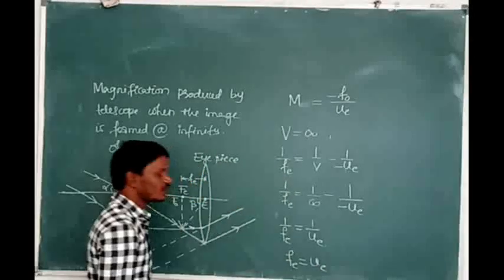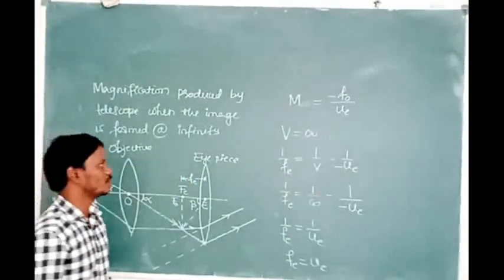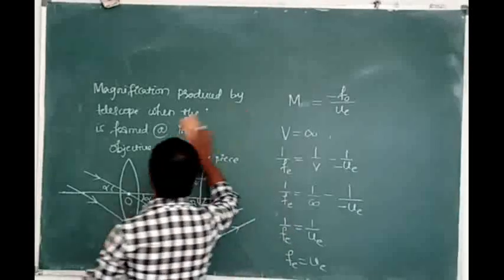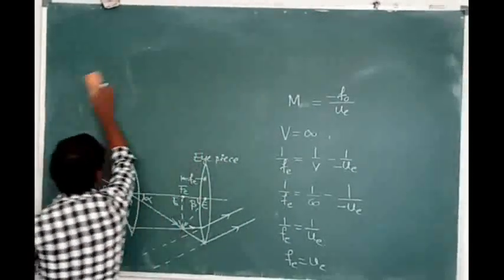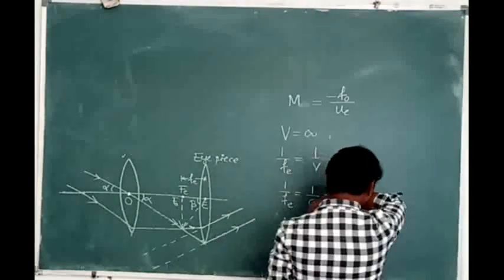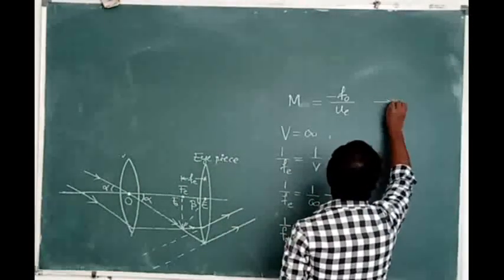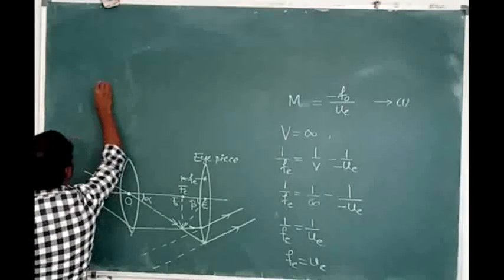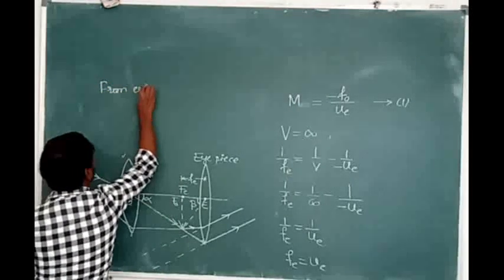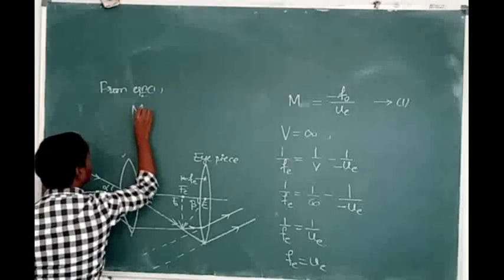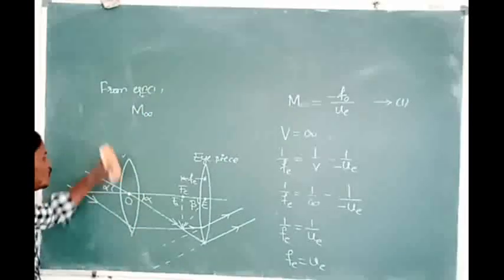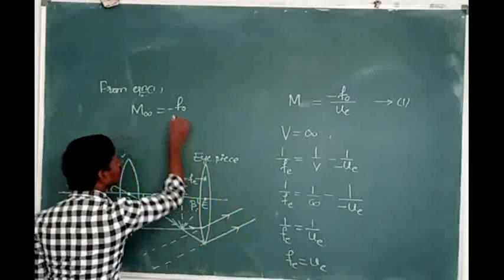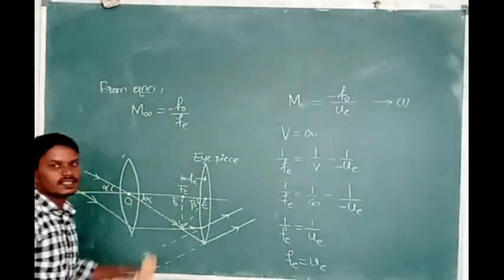Then we are going to find the magnification produced by using this equation again. From equation 1, we are going to write the magnification produced by the telescope at infinity, that is m infinity is equal to minus of fo. Wherever u is there, I will put fe, because uv is equal to fe. That is minus fo by fe.